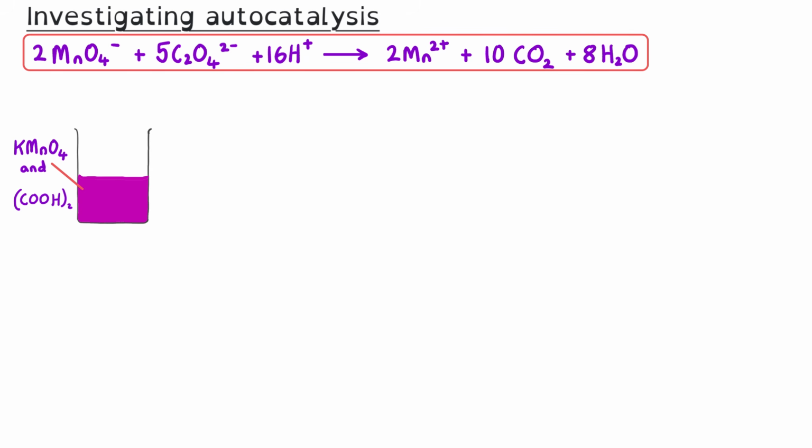We can investigate the action of manganese 2 plus as an autocatalyst by carrying out a reaction between ethane dioic acid and potassium manganate 7. And you can see we've got a reaction mixture here with potassium manganate 7 and ethane dioic acid. This mixture would start off pink due to the manganate 7 ions, and the goal of our experiment would be to find out how the manganate ions concentration changes over time.